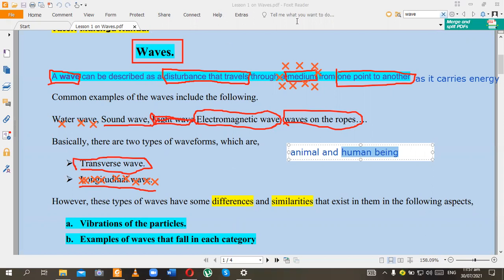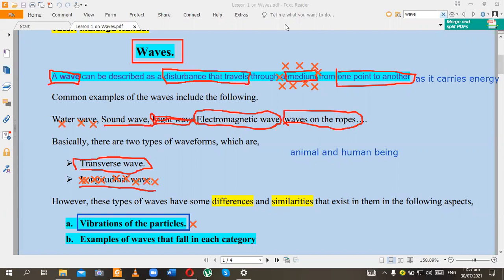So the first aspect that we can look at, if you are told to give the differences between a transverse wave and a longitudinal wave, is the movement of the vibrating particles. When they're vibrating, how do they move? In the transverse waves, how is the vibration of the particles? In longitudinal waves, how is the vibration of the particles? That's the first aspect that you can look at when you are told to distinguish them.